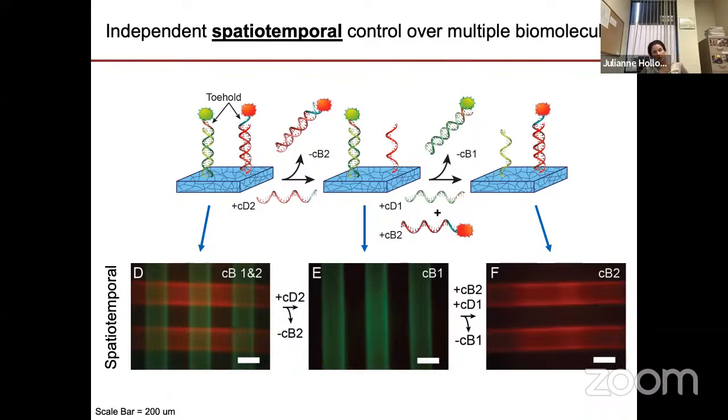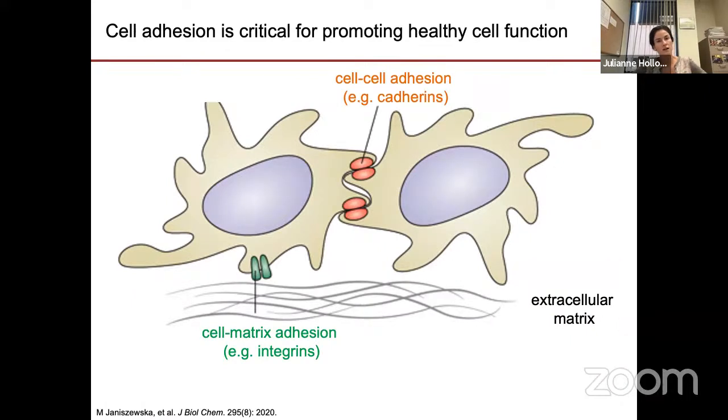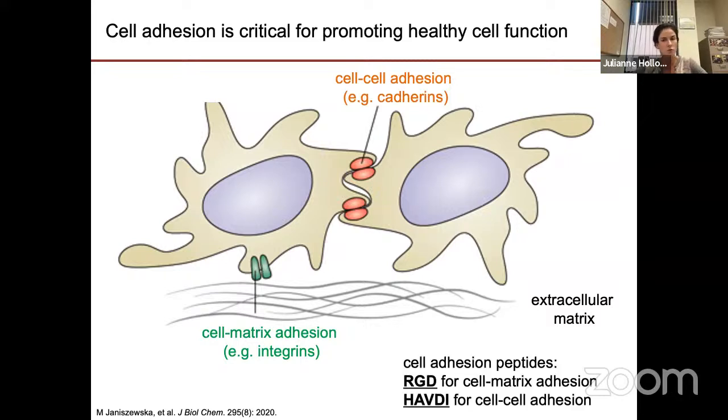So we were really excited about the development of this platform and the ease of use. And so next we wanted to use it to look at how we could temporally control cell behavior. The first thing that we looked at as a proof of concept was the ability to temporally control cell adhesion. Here we looked at two different types of cell adhesion, cell-cell adhesion via cadherins and cell-matrix adhesion via integrins. We can control these different types of cell adhesion through the RGD peptide for cell-matrix adhesion and the HAVD peptide for cell-cell adhesion. This HAVD peptide is derived from N-cadherin and RGD is derived from fibronectin.